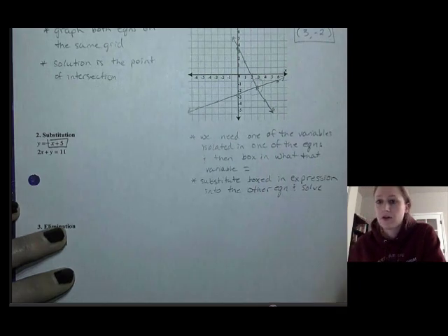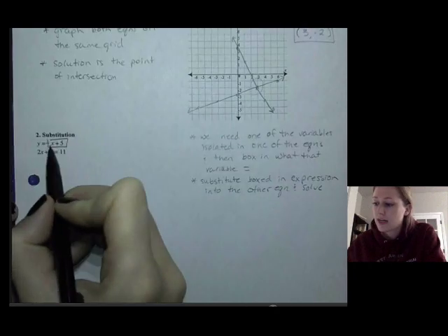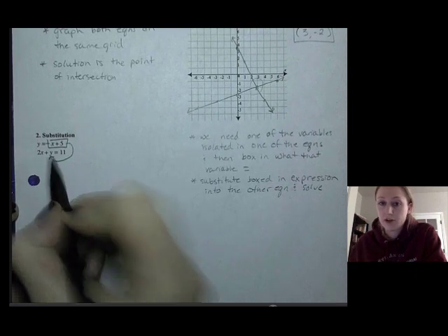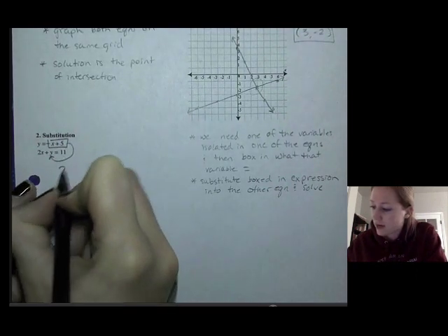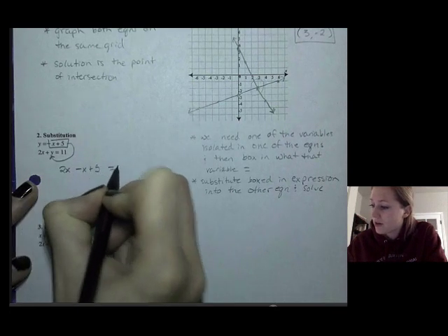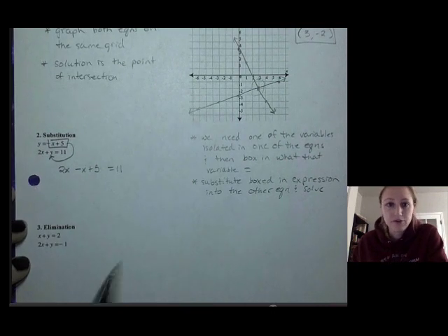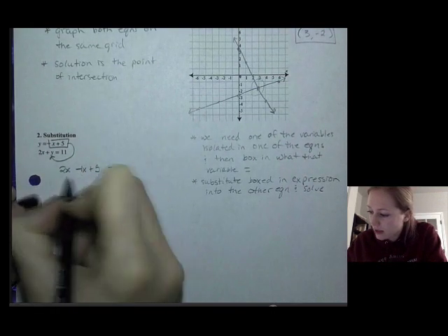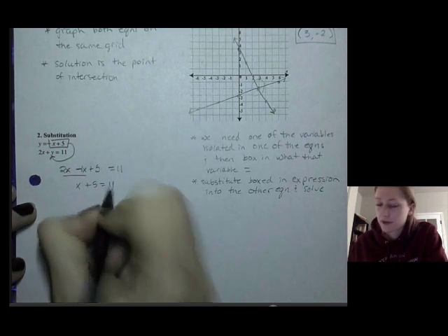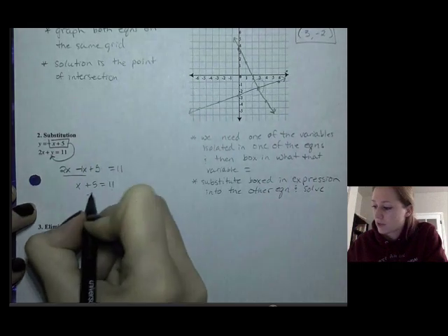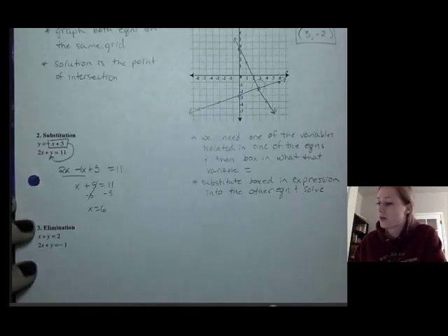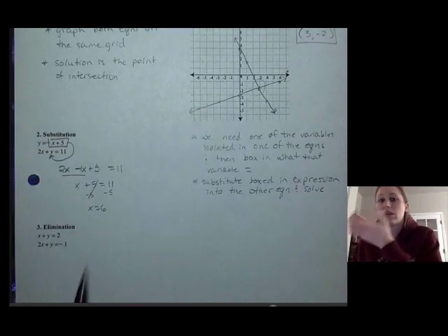Okay, let's follow that process. My boxed in expression, -x plus 5, is the same as y. So I have to put it in for y in the other equation, and then we're just going to rewrite that. So I have 2x, but instead of y, we're going to write -x plus 5, and then equals 11. Simplify first if you can. This is a -1x, so I can combine those like terms and get +1x plus 5 equals 11. Then to solve for x, we just need to subtract that 5 away from both sides to get x is 6.